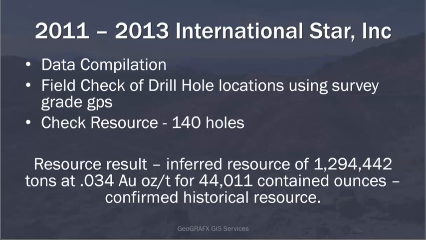International Star, a publicly traded company on the OTC markets, took out an option on the property in 2011. Their focus was to demonstrate that the historical exploration data confirmed that the project merited additional work. Towards that end, they hired Geographics to create a geologic database and calculate a resource using the 140 drill holes that were available at the time, using the same parameters that had been used in the 1980 resource. The 2013 resource served to confirm the historic resource, and ILST elected to move forward with the project.